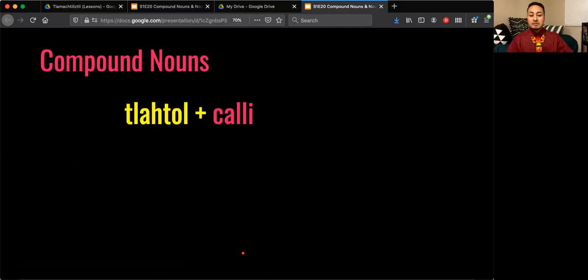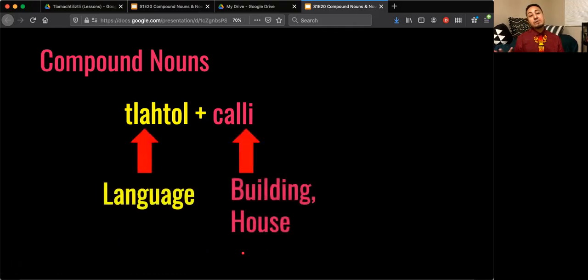All right, so you probably saw the expression tlahtolcalli and you were like, what the hell does that even mean, right? Why did you add calli to all these words? Well, Nahuatl is very flexible in the sense that you could combine two nouns, and the meaning that you decide on is sometimes very literal and sometimes metaphorical. So here, maybe you're thinking tlahtolli, language, and calli. So this could be like a language building.